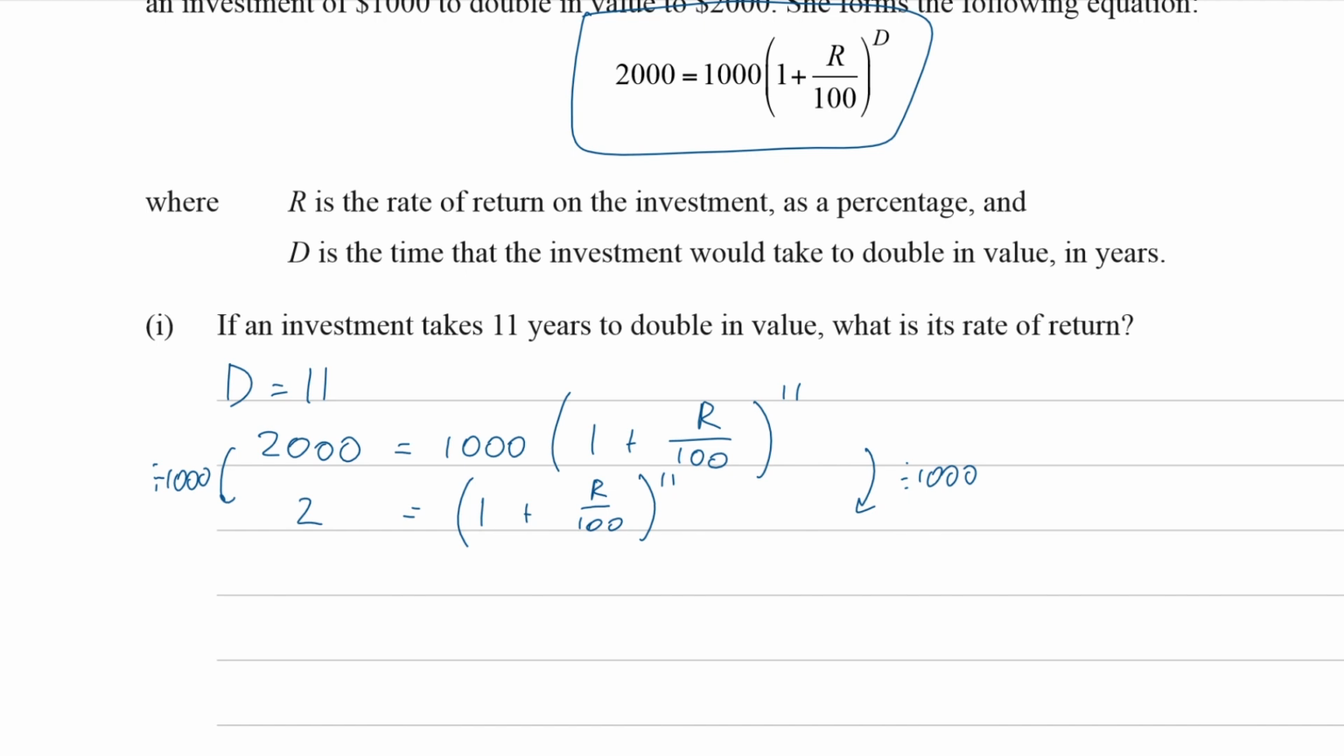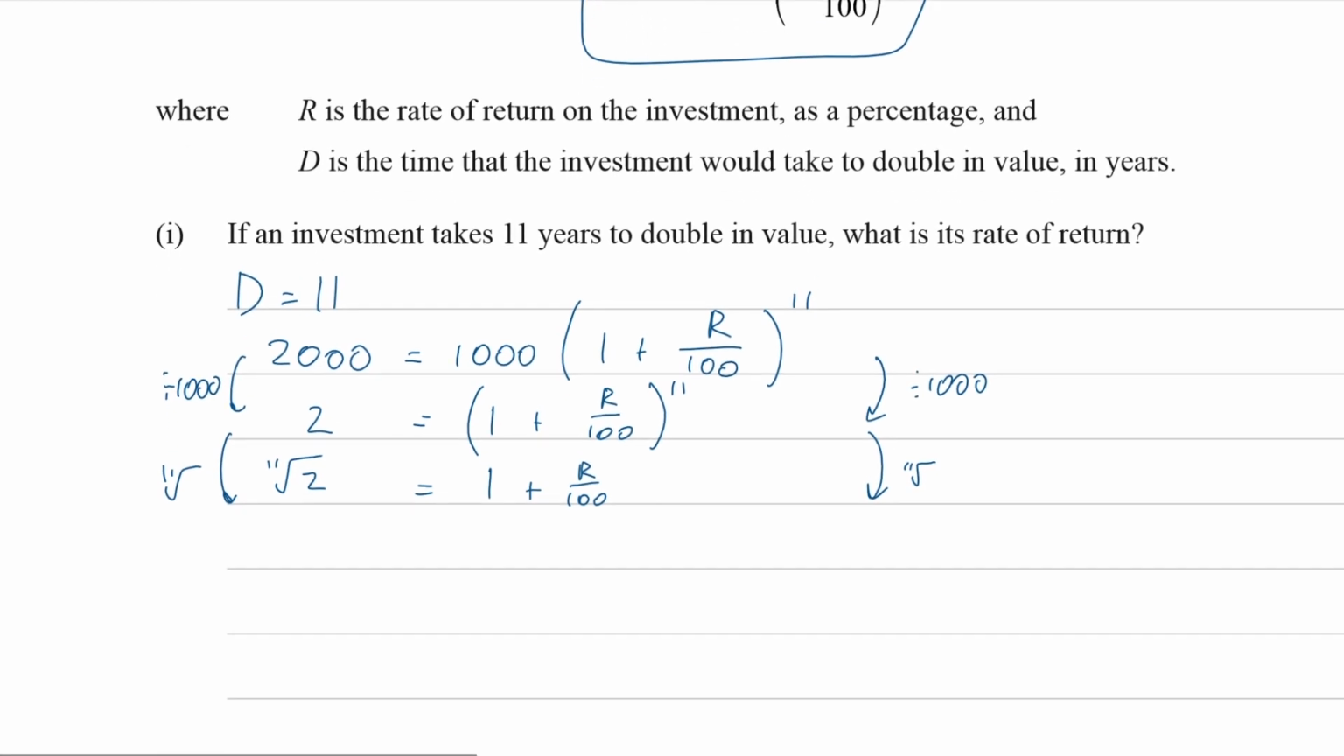Great. Now we can take the 11th root of both sides. So the 11th root of 2 equals the 11th root of something to the power of 11. So we're just left with what's inside the bracket. Now we can subtract 1. So the 11th root of 2 minus 1 equals R over 100. Finally, times by 100.